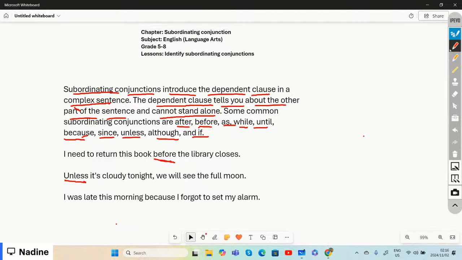All right, the next one says, I was late this morning because I forgot to set my alarm. I need my medicine because I get. Yes, well done. Because I get motion sickness. And that is so correct. That is the same with me.